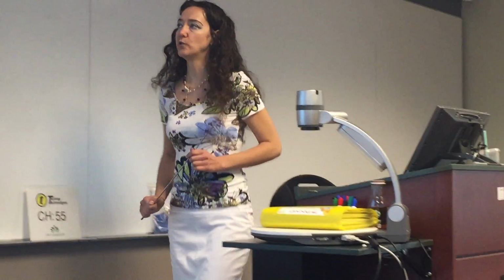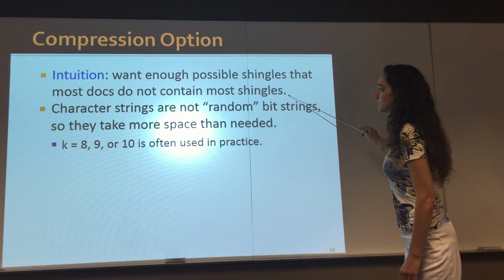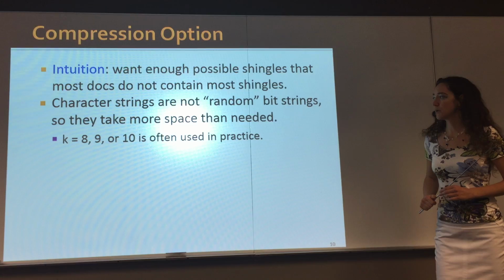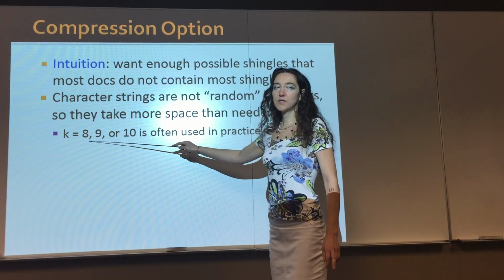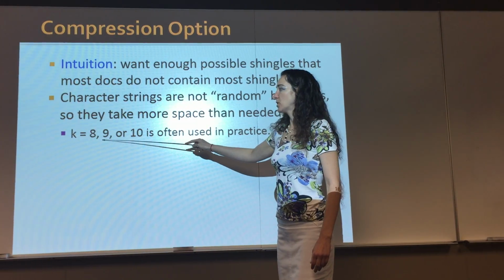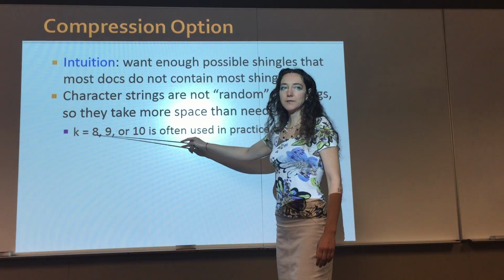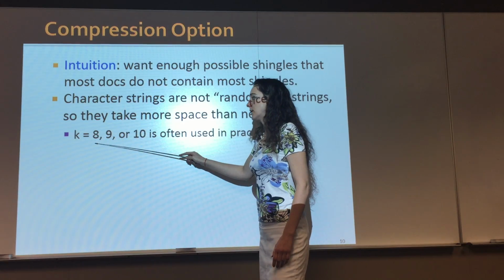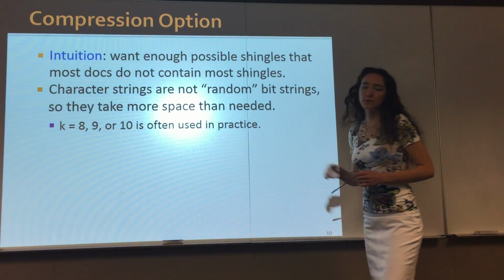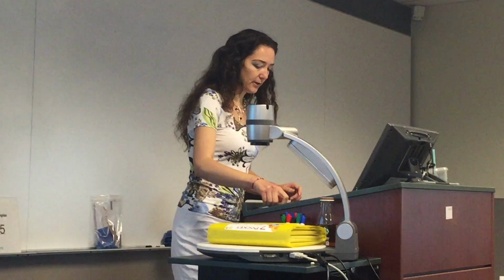Compression will be good if most documents do not contain most of the shingles. That will allow us some space for compression. In our examples, we have seen k was 2 or 3, but as I mentioned, in order to better determine the similarity between documents that are text documents, we would choose 8 or 9, and in that case we can see what happens with the compression, how that changes.